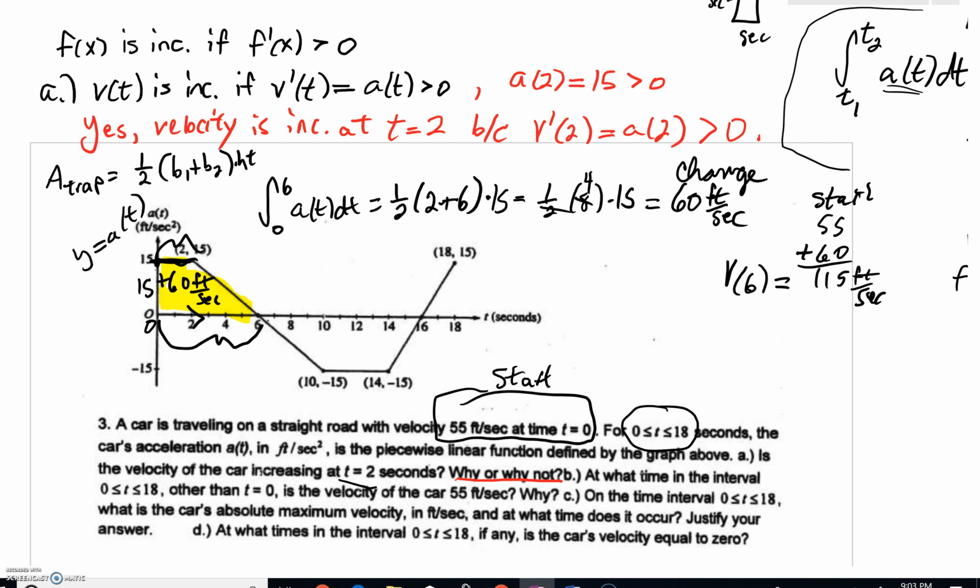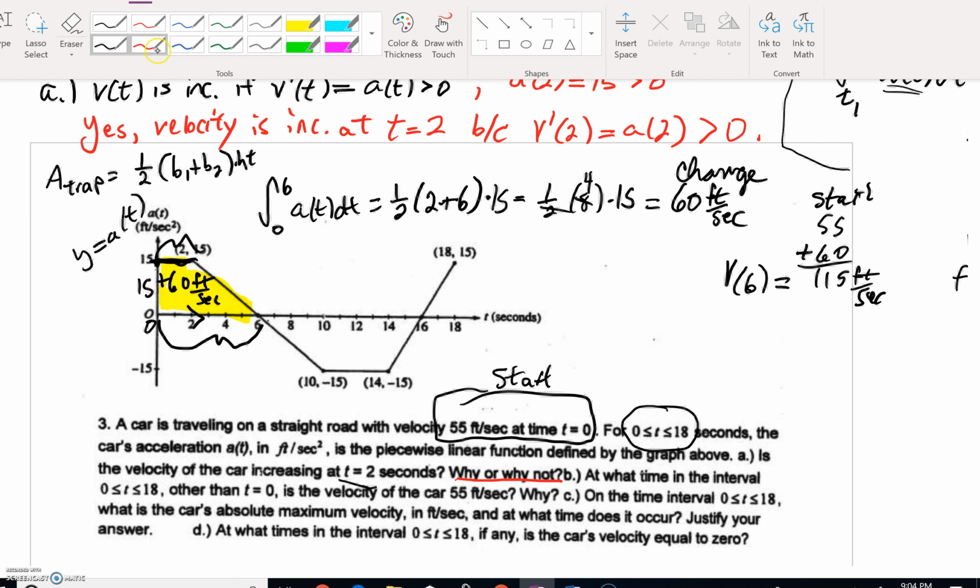Well, the next question, the question at hand, is really: is there a time when the velocity of the car goes back to 55 feet per second? The change that we just saw was an increase of 60 feet per second. Could we ever decrease 60 feet per second? Could we, in fact, cancel out the gain that we just made?